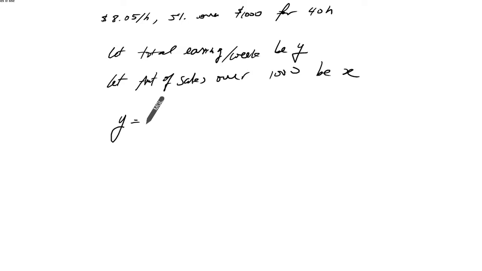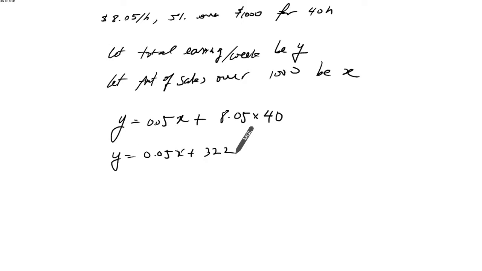So Y, the total earnings, is going to depend on X, which we multiply by 0.05, plus her fixed income, which is 8.05 times 40 hours. Okay, so we get that. So that's what we have to graph, right? When X is 0, it's 322. So this is 322.